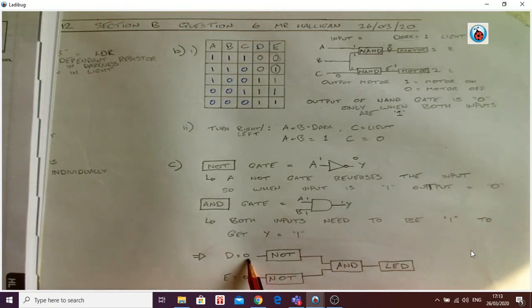If D is 0, the NOT gate output is going to be 1. If E is 0, the NOT gate coming out of that is going to be 1. Now if I have an AND gate here, I told you up here both inputs need to be 1 to get Y equal to 1. So if both of these are 1, we'll throw a 1 in there, a 1 in there, 1 plus 1, and it turns out to be 1. That lights my LED.